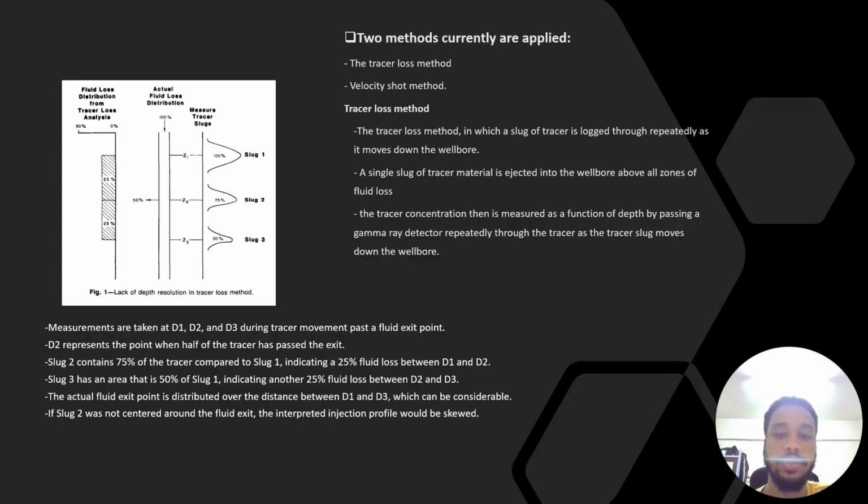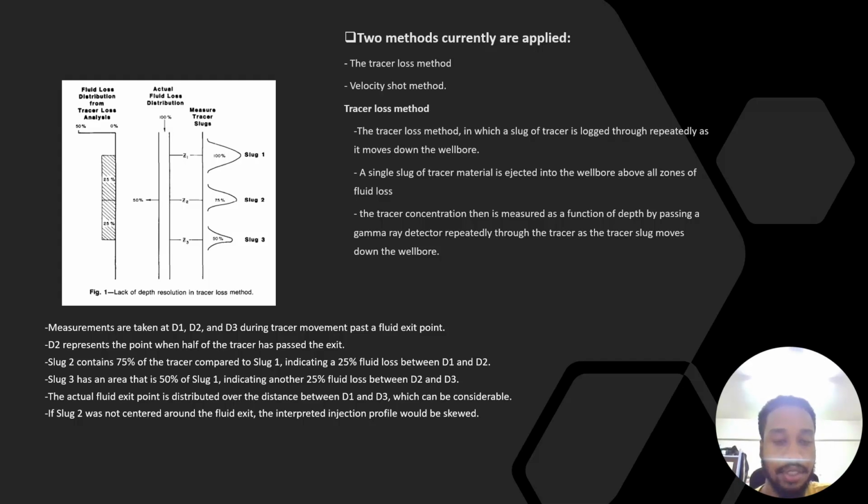There are two radioactive tracer methods that are currently being used. The first one is the tracer loss method, and the second one is the velocity shot method. The tracer loss method is where a single slug of tracer is injected into the wellbore above all the zones of fluid loss, and then the concentration is measured as a function of depth by passing a gamma ray detector repeatedly through the tracer as the tracer slug moves down in the wellbore.